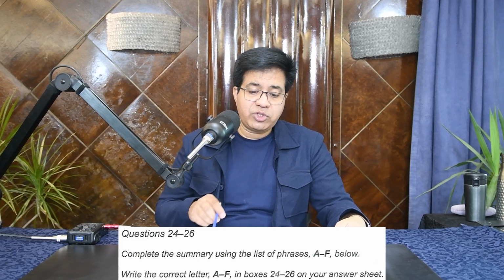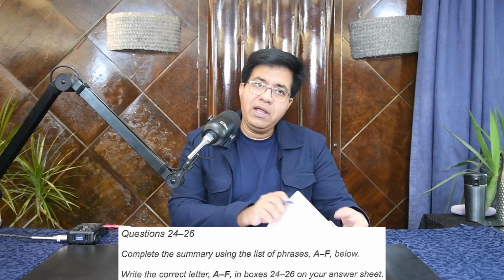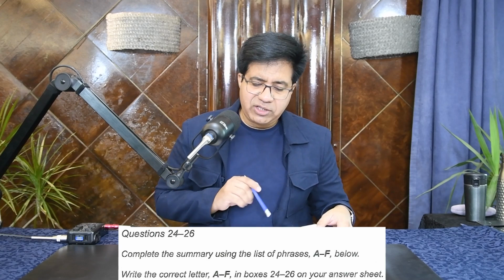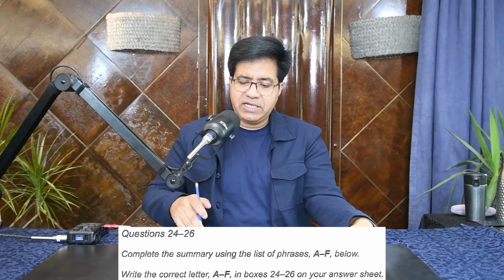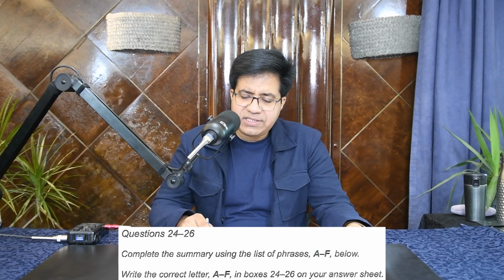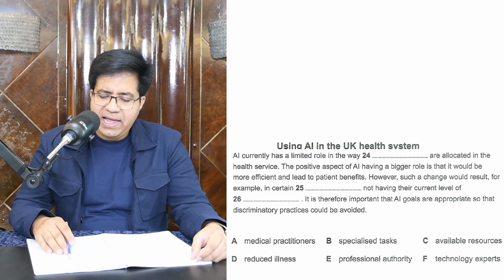It's a good idea to start from summary completion. Then you can do yes, no, not given. And in the end, you can do multiple choice questions. So let's start with 24 to 26. Complete the summary using the list of phrases A to F below. Using AI in the UK health system.